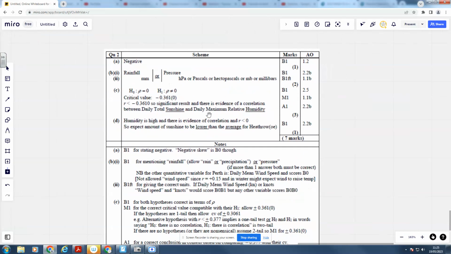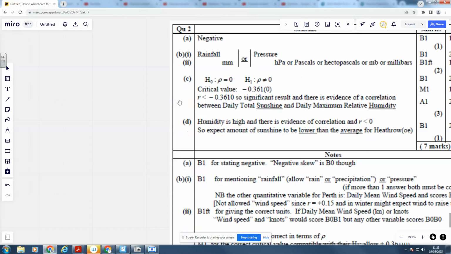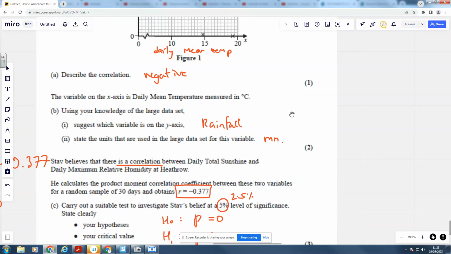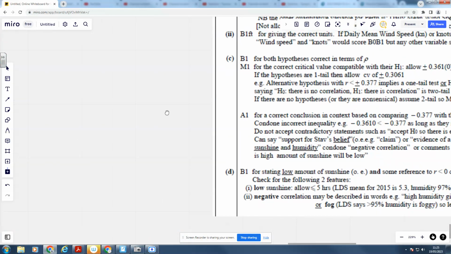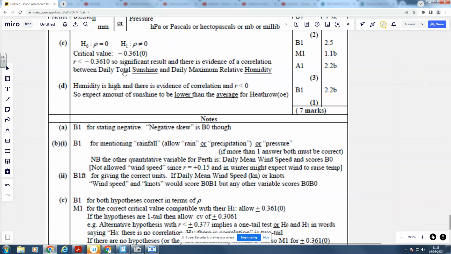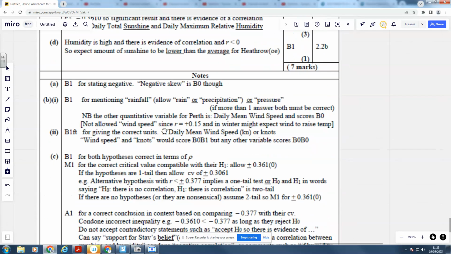You can use either. Going on to the correlation, we've got the critical value is minus 0.361. Did we have that? Hope so. Yes, we did. Yeah, minus 0.361. And so, as you can see, significant result, and there's evidence of a correlation. They didn't say positive or negative between daily total sunshine and daily maximum relative humidity. That's good. Okay. Really interesting though to read the notes here.